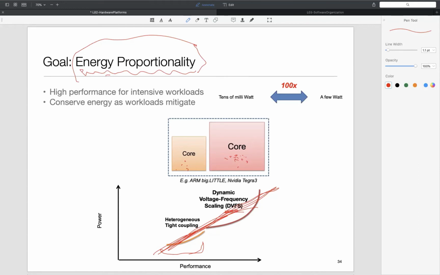So it's very hard to achieve, because it's very hard to design a single piece of electronics which can be energy proportional over a huge range. But by appropriately managing them, you could achieve that goal.